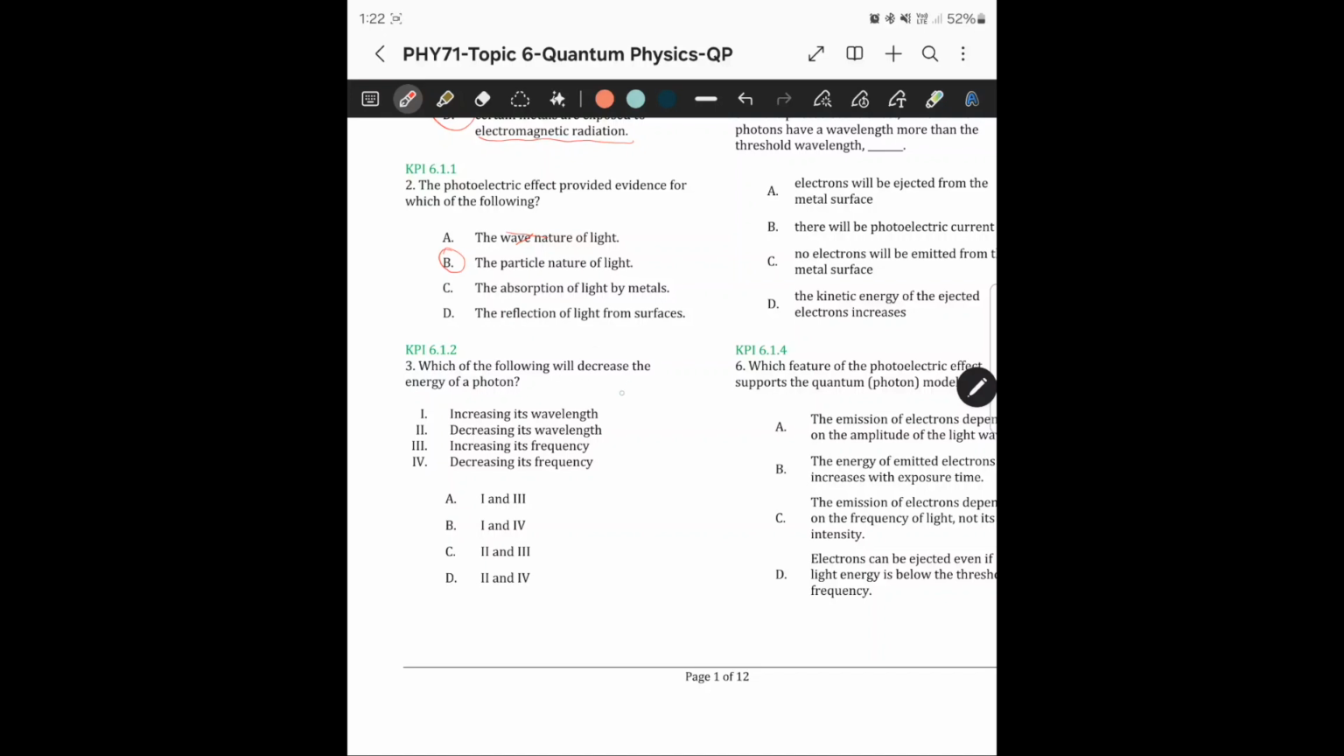Which will decrease the energy of the photon? Well, if you remember, E equals hf, or you could say hc over lambda. I want to decrease the energy, so I should decrease my frequency, directly proportional, or I should increase my wavelength. That will be inversely proportional. So increasing the wavelength, yes, that's a good one. Decreasing means no. Increasing the frequency, no, because I want to decrease it. I need to decrease the frequency. So 1 and 4 are the two choices. So 1 and 4, which one's that? That is B. Very nice.